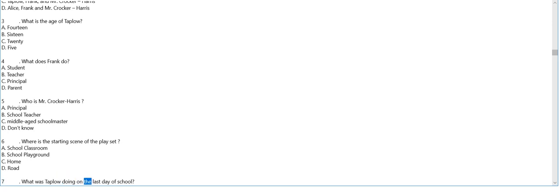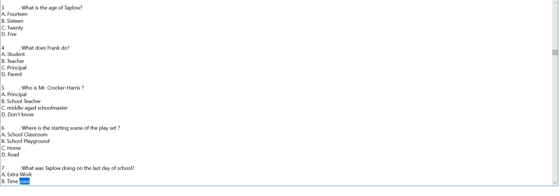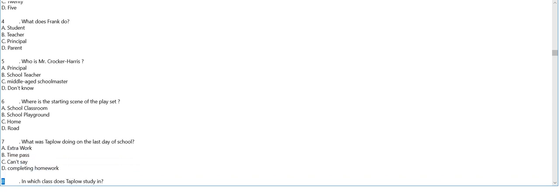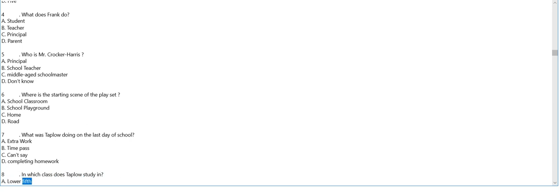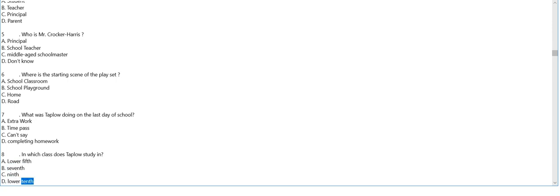What was Taplow doing on the last day of school? A. Extra work. B. Time pass. C. Can't say. D. Completing homework. 8. In which class does Taplow study in? A. Lower 5th. B. 7th. C. 9th. D. Lower 10th.